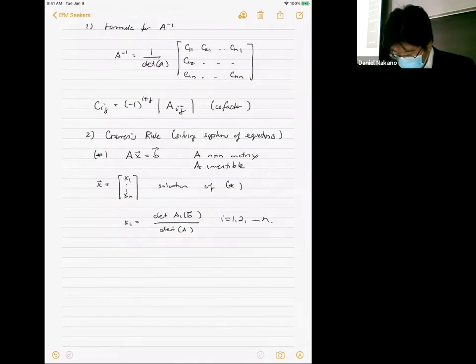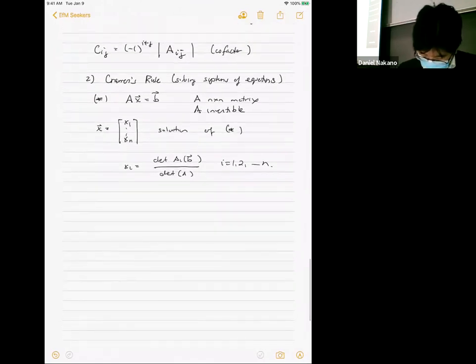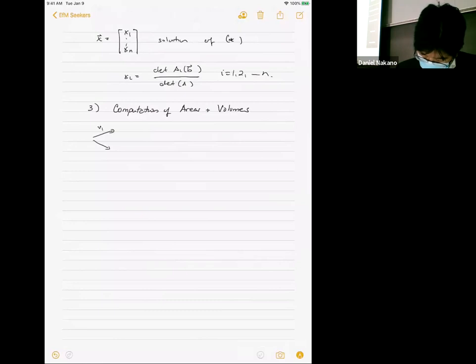All right. So the final application I have, and I'll give you a few practice problems after this, is the computation of areas and volumes. Okay. So I'll just draw you a picture. I'm not going to state the entire theorem. So let's say I take two vectors over here, v1 and v2, and I want to know the area of the parallelogram.